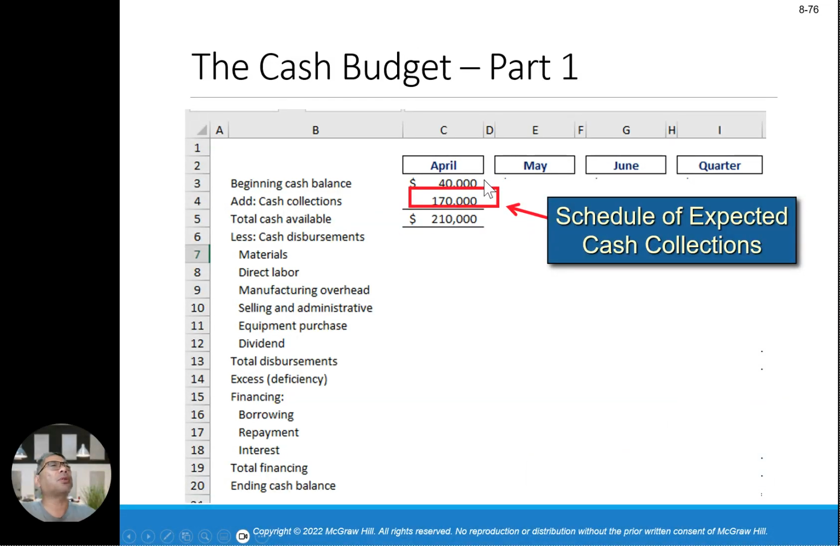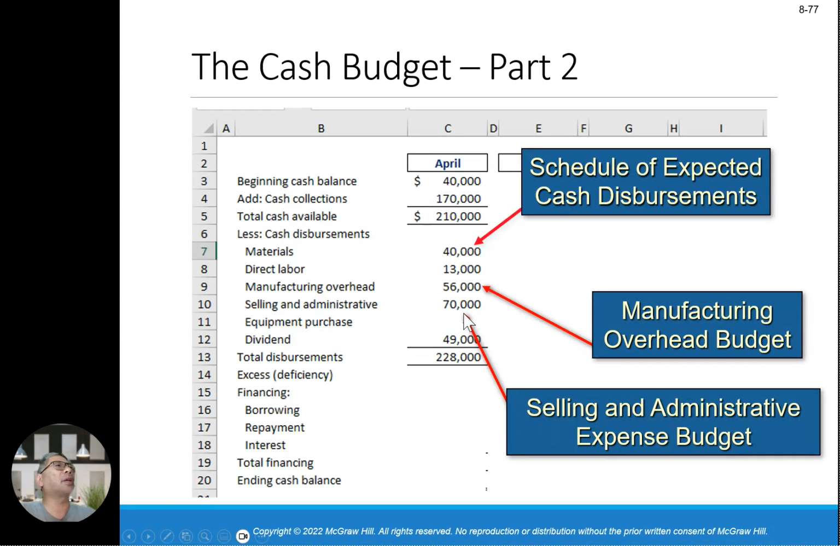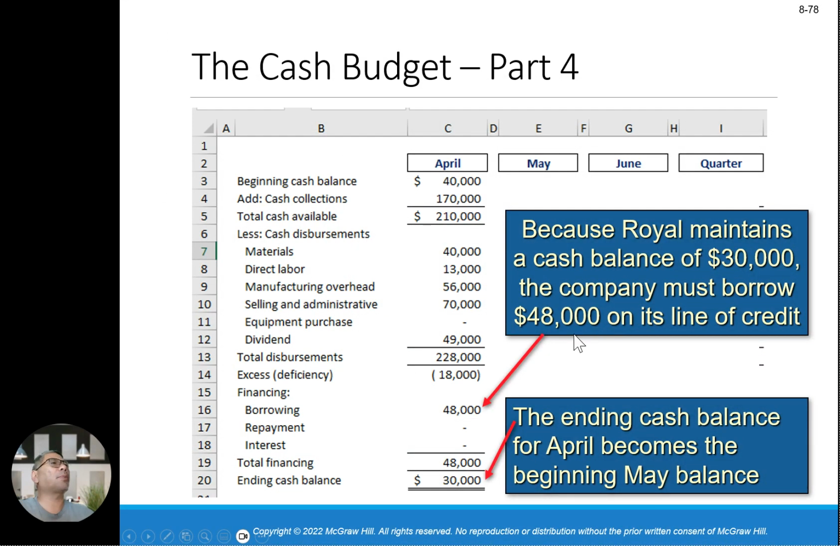So 40,000 as collection, the schedule of expected collections is 170, and you get 210. Go to the next level, the schedule of cash disbursements, 40,000, 30,000. You plug in all those overhead. You get the selling expense as well, here 70,000. So you get the disbursement of 228. Once you have the disbursement, you have cash available of 210 and disbursement of 228. You get a shortage, a deficiency of 18,000, but you need to borrow 48,000. So the ending cash balance is 30,000.